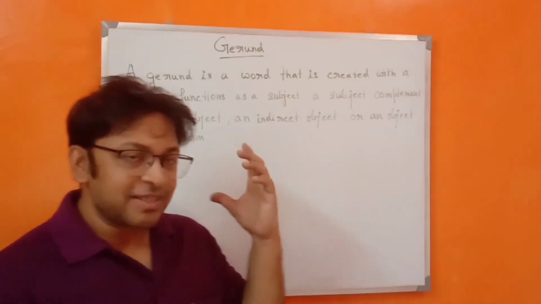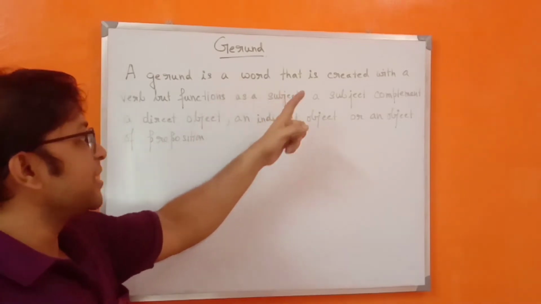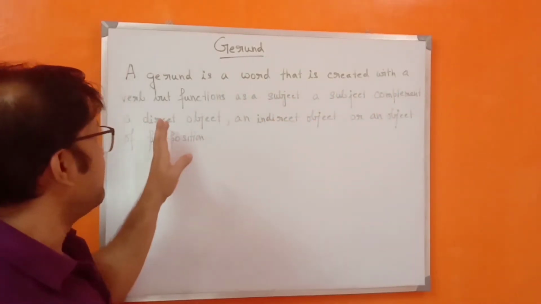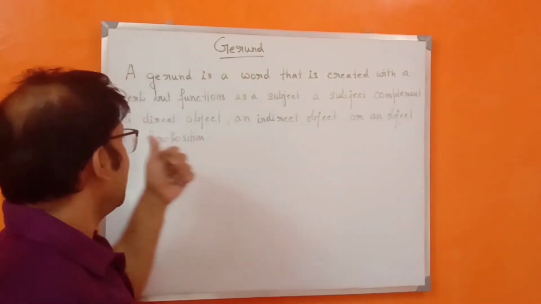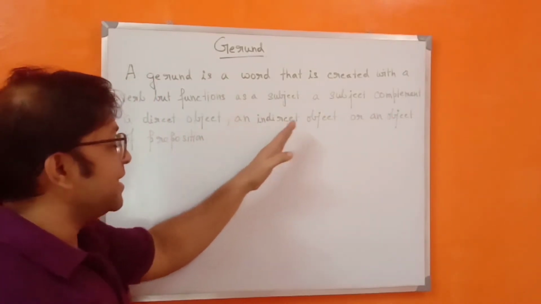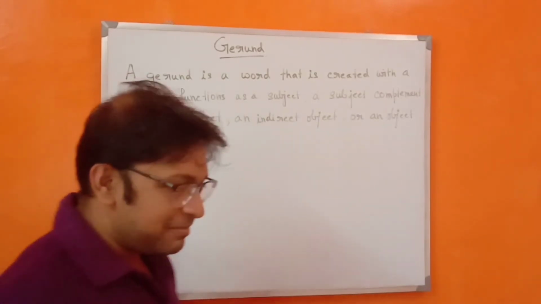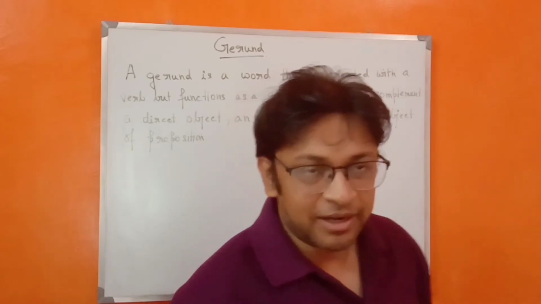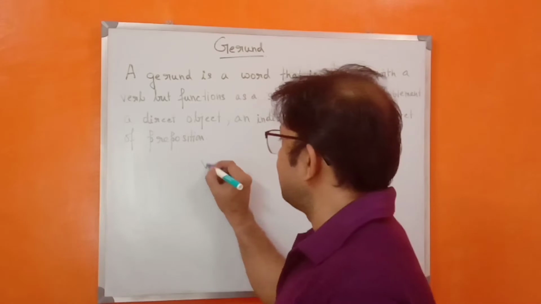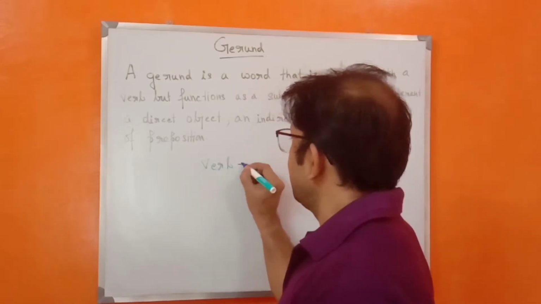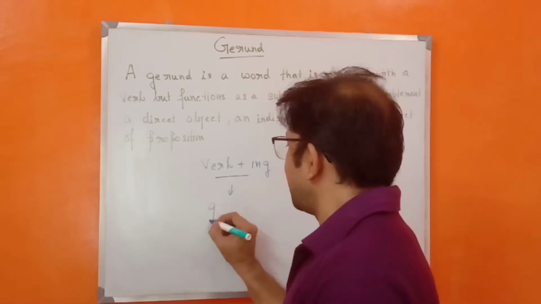A simple definition of gerund is: a gerund is a word that is created with a verb but functions as a subject complement, a direct object, an indirect object, or an object of preposition. So this is the basic definition of a gerund. But the most important thing to remember is that when the verb is placed with an ing, this is creating a gerund.